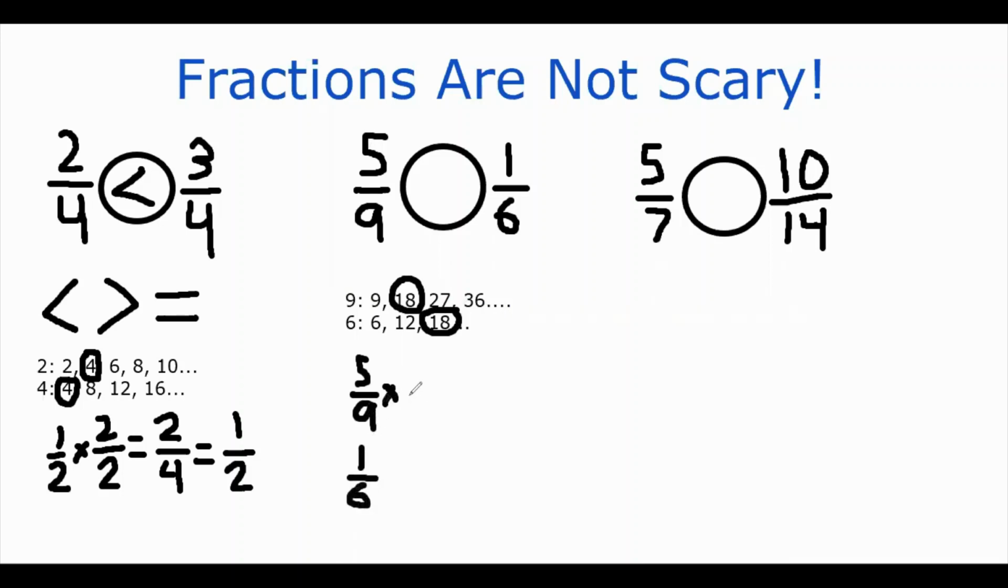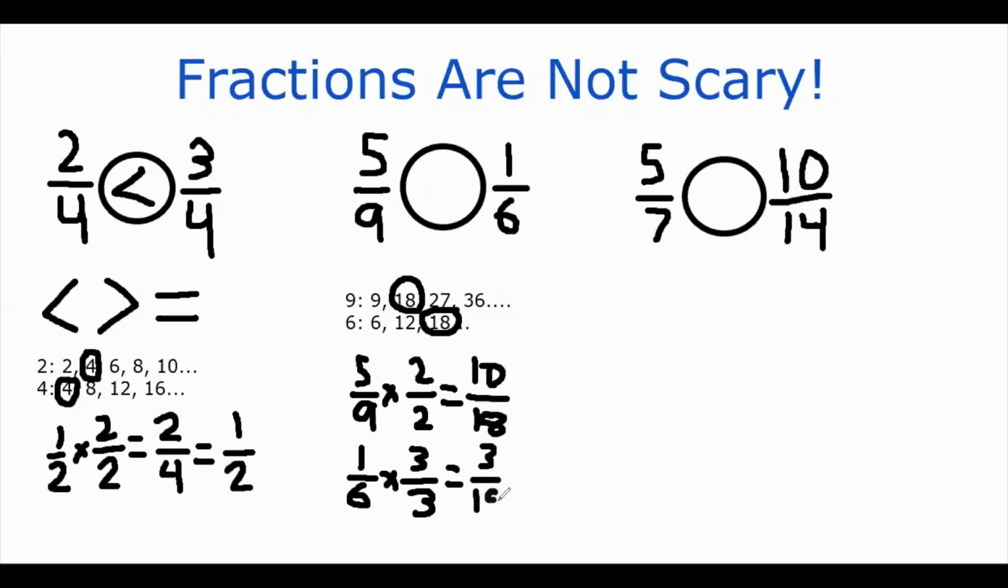So what do we multiply to 9 to get 18? Well, that's 2. Whatever we do to the bottom, we got to do to the top. So we've got 10 over 18. And then what do we multiply to 3 to get 18? Well, we know that's 3. Whatever I do to the bottom, got to do to the top. So I've got 3 over 18.